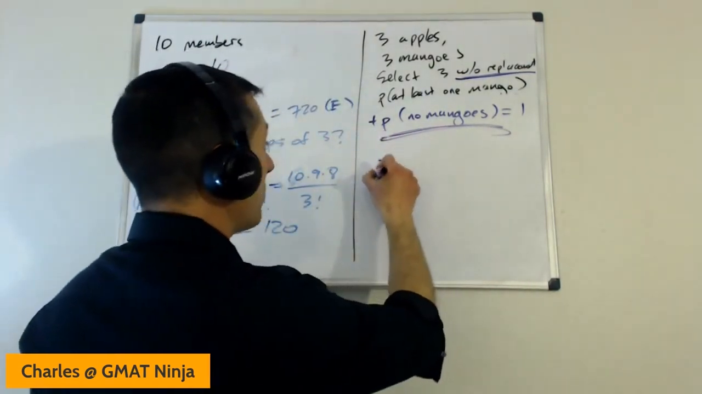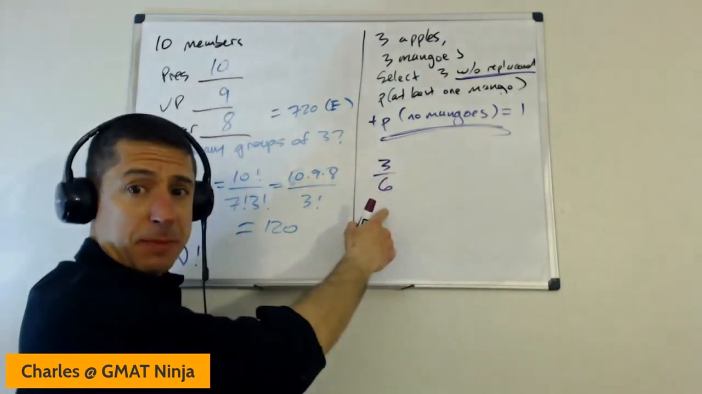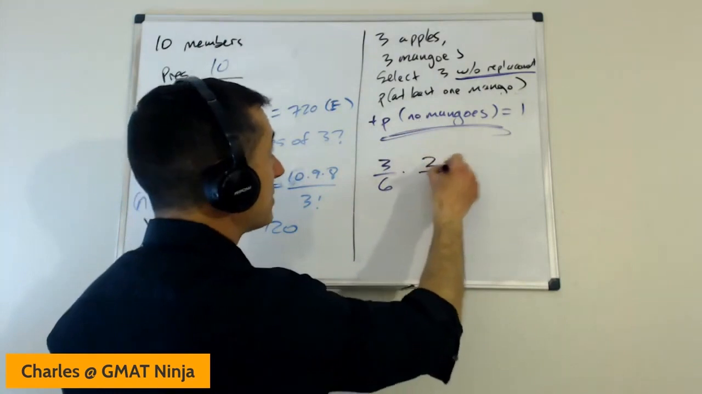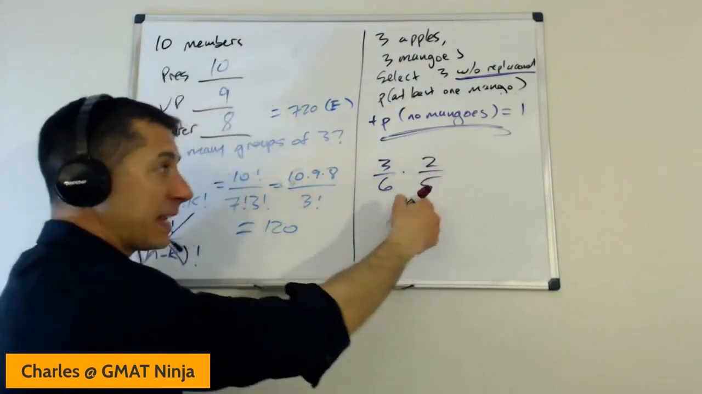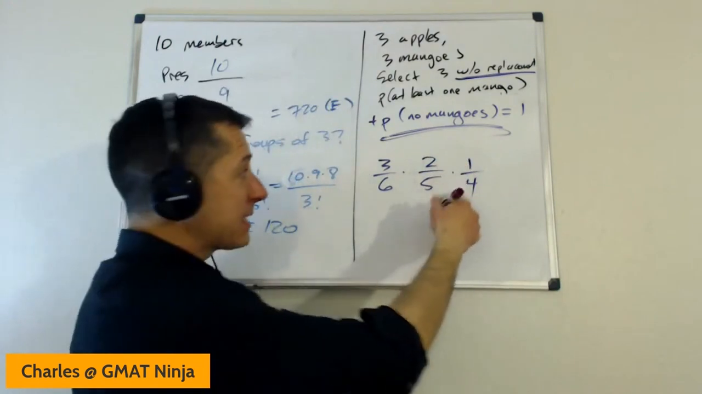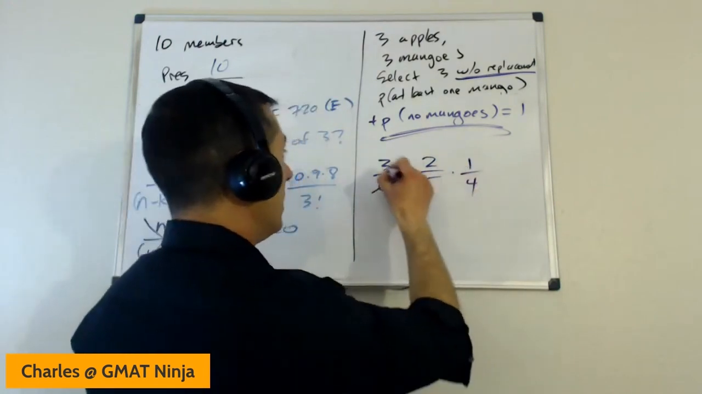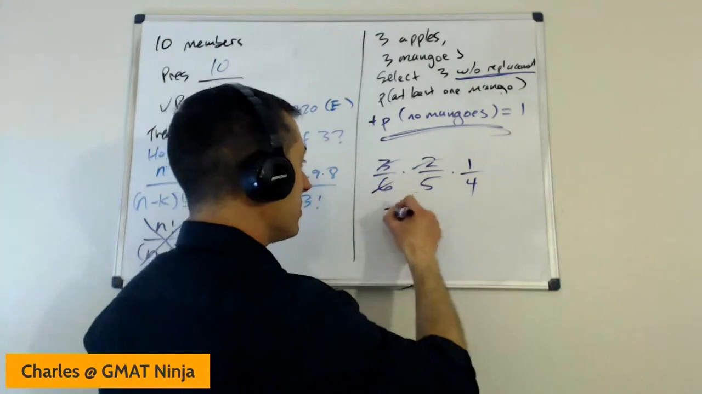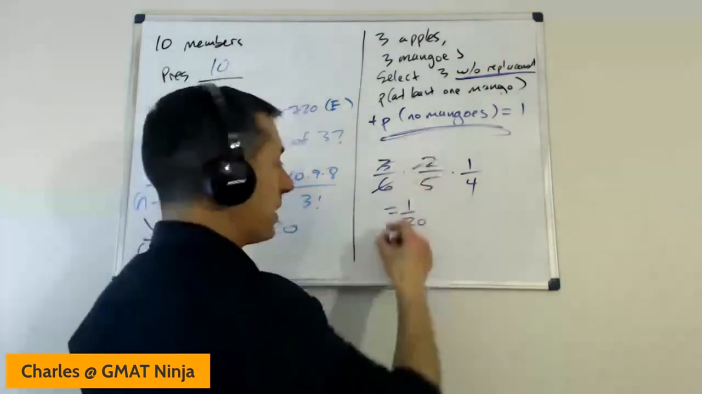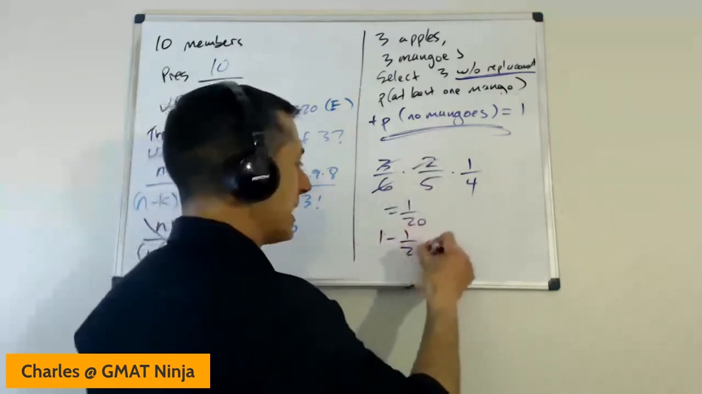So pick 1, probability of no mangoes. It's just the probability I get an apple. Great. Second pick, well, there's 2 apples left, 5 total things left. Third one, just 1 apple left out of 4 picks. I multiply all those guys together. Stuff cancels. It's great. 1 out of 20. That's the probability of no mangoes, which means the probability of at least 1 mango just has to be the complement, 19 out of 20.